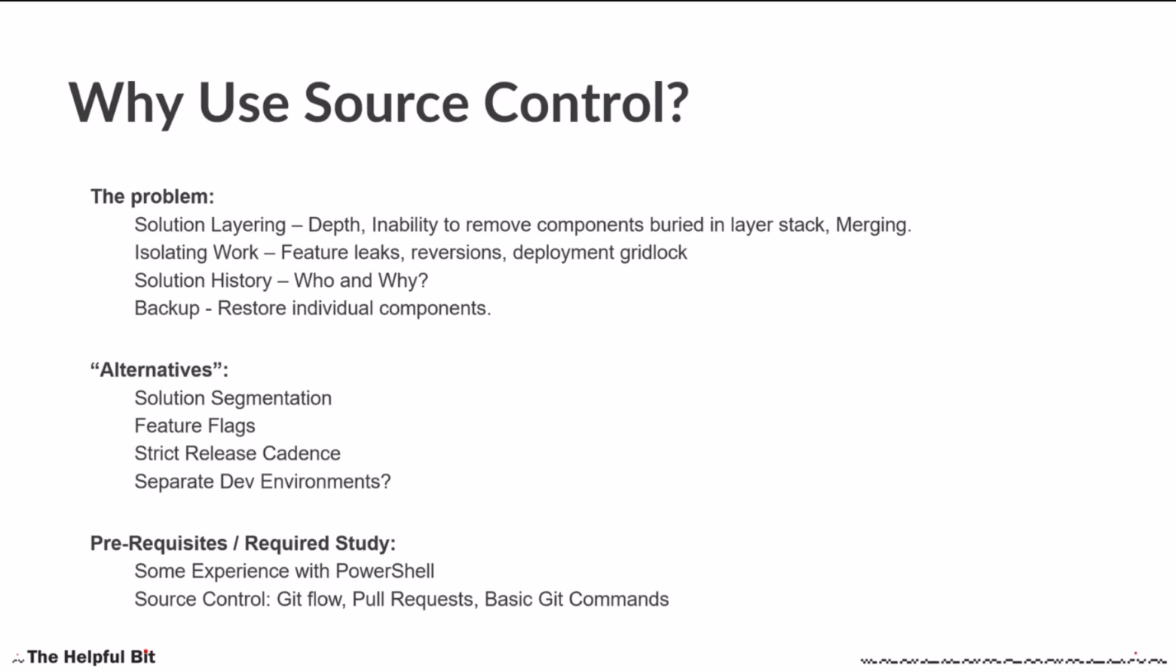Now, there are alternatives. You could say, I can use solution segmentation. To an extent, yes, you can somewhat isolate your features. You can use feature flags, so that you basically have a variable to turn things on or off in the production environment. It might technically be deployed, you just haven't turned it on. You can also follow a very strict release cadence. Source control basically helps you with all of these problems.